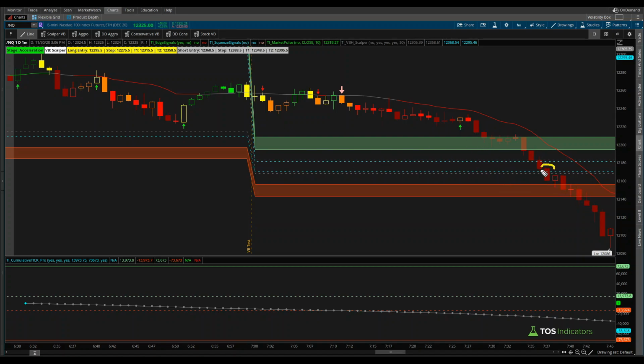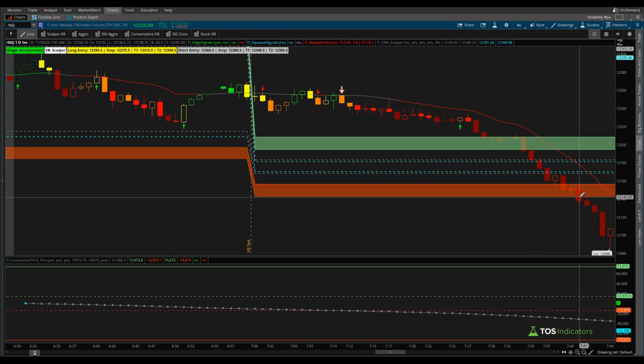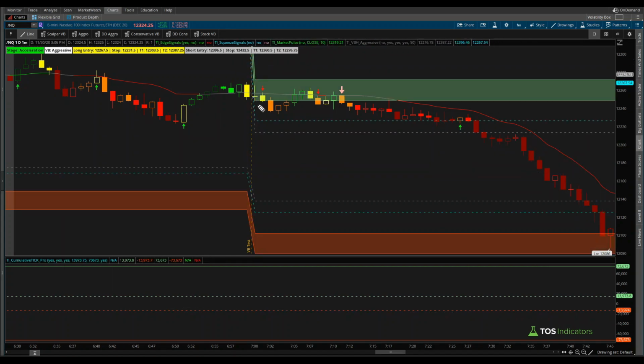Once we saw a breach of our volatility box cyan entry lines, we continued to go outside of the clouds here. We didn't see an edge signal arrow in time, and that's what then takes us from our scalper to our aggressive volatility box model once we go outside of the clouds at 741. Now, once I load in the aggressive model here, we take a look again.